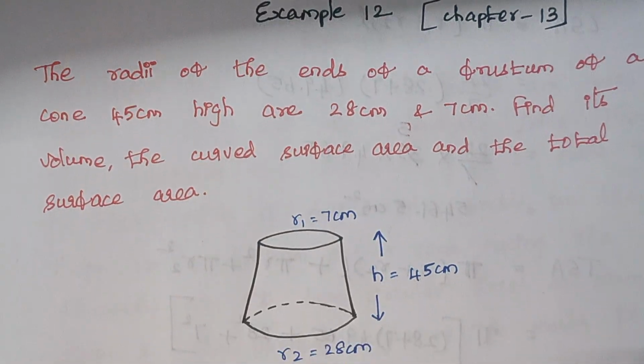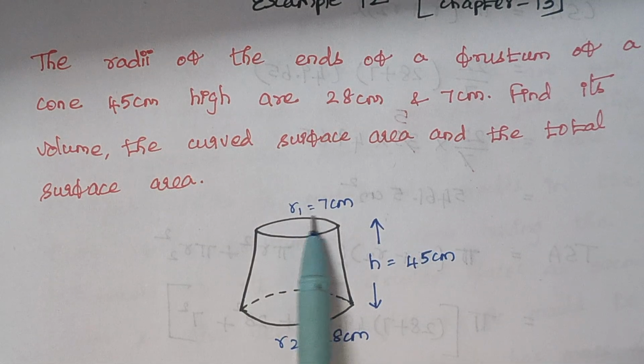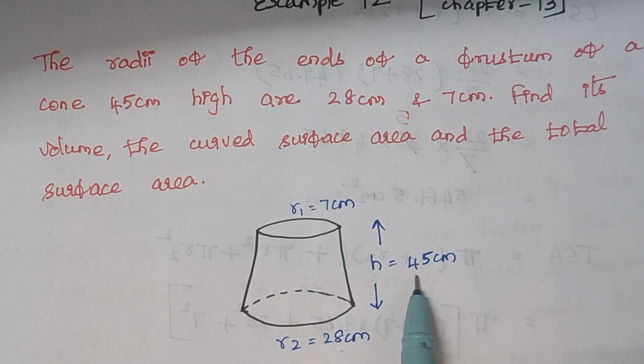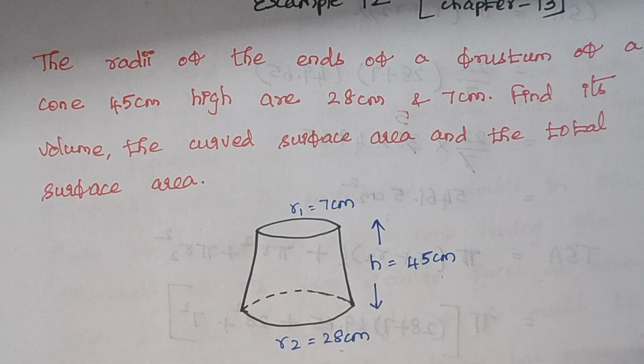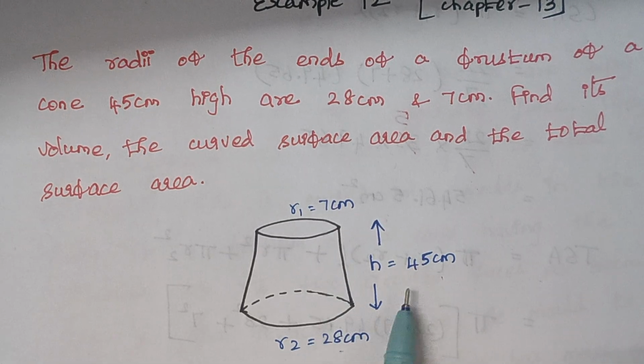So here this is the frustum of a cone. It has two radii. Here R1 is 7 cm and R2 is 28 cm, and the height h is 45 cm. So this is purely a formula-based problem. Once you are thorough with the formulas, you can easily solve it. So here the given parameters are R1, R2 and h.